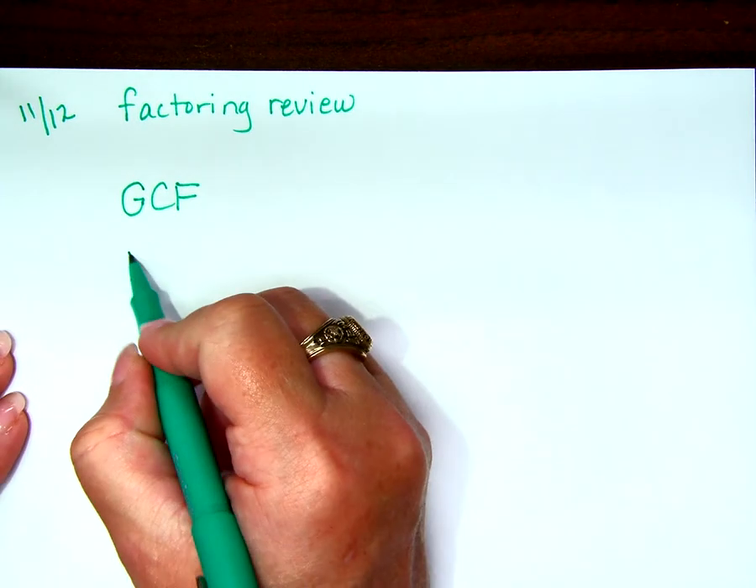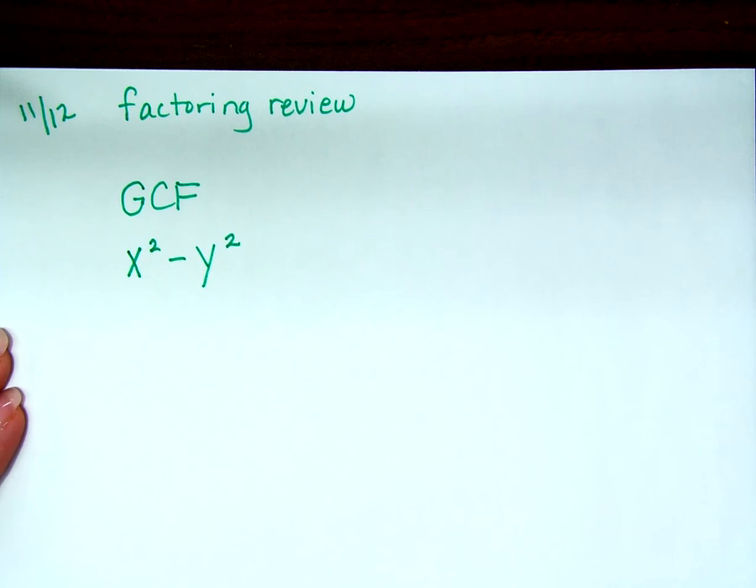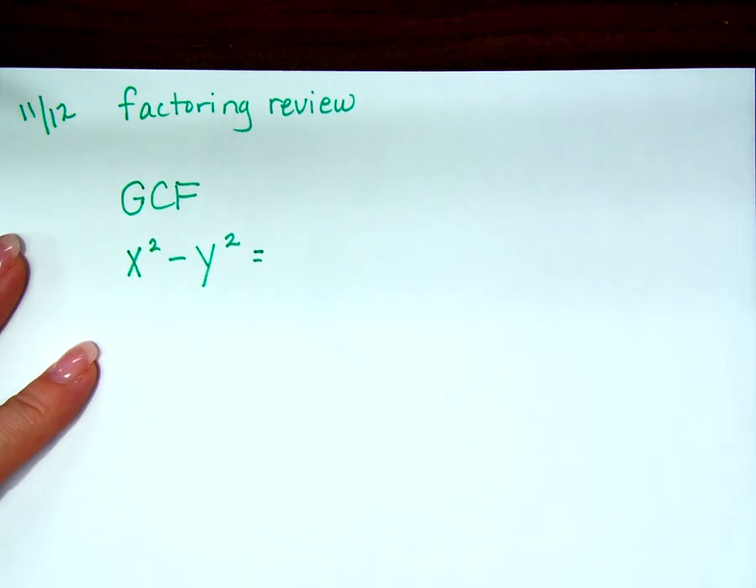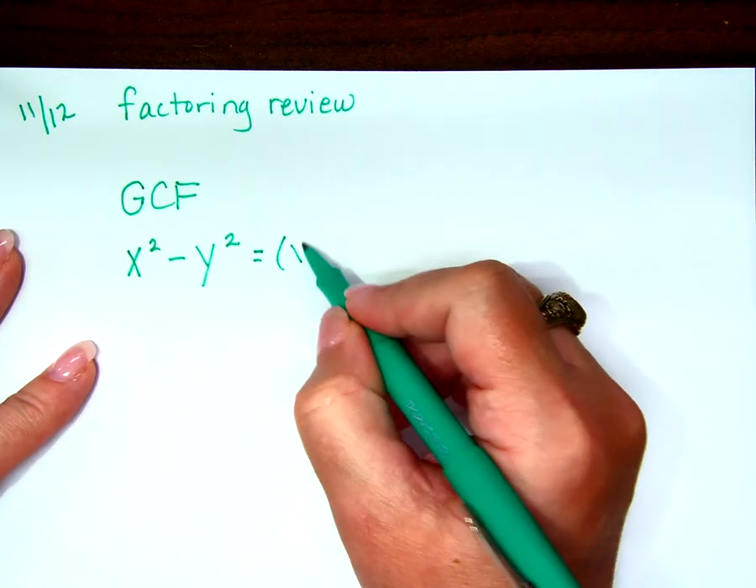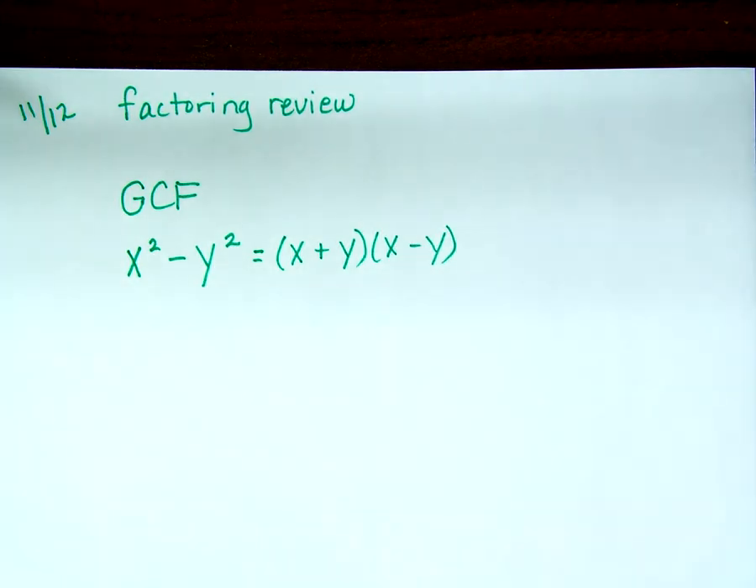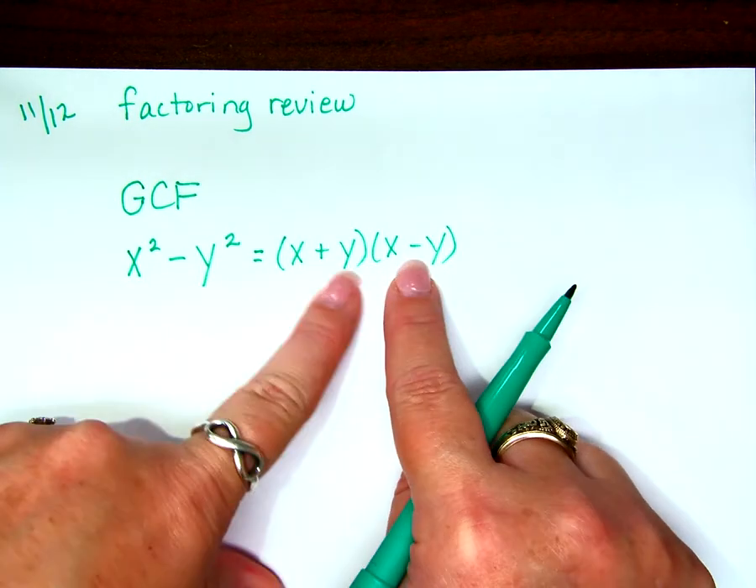But one option could look like this. What's special about that? It's a difference of 2 squares, right? How do we factor the difference of 2 squares? X plus y, x minus y. That's exactly right. Whatever the square root of x is, it goes at the beginning. Whatever the square root of y is, it goes at the end, and then you have to have opposite signs, right?